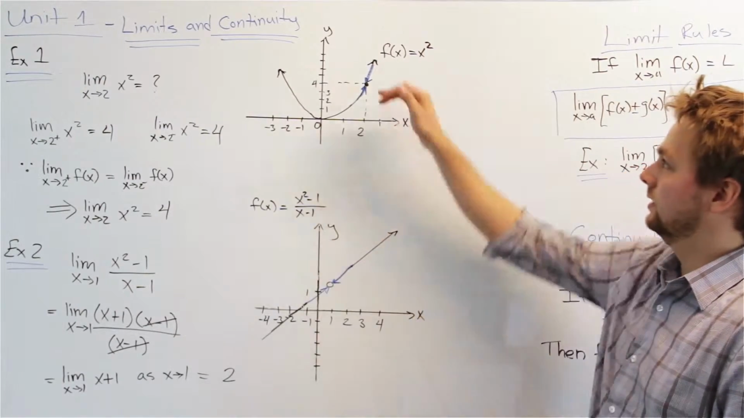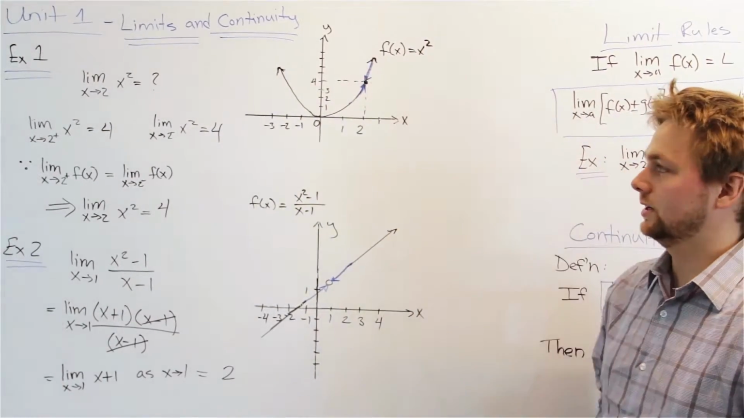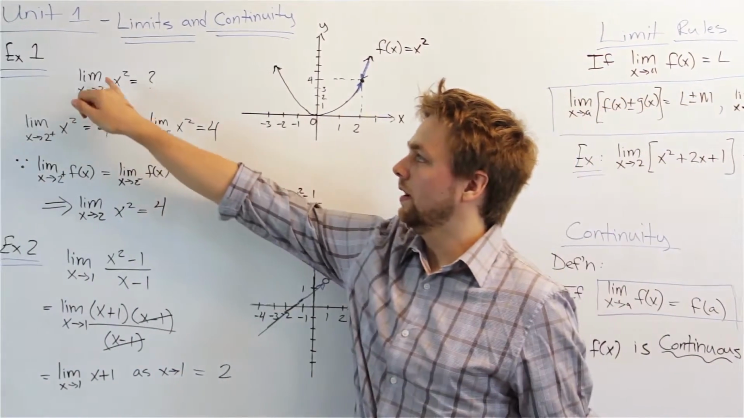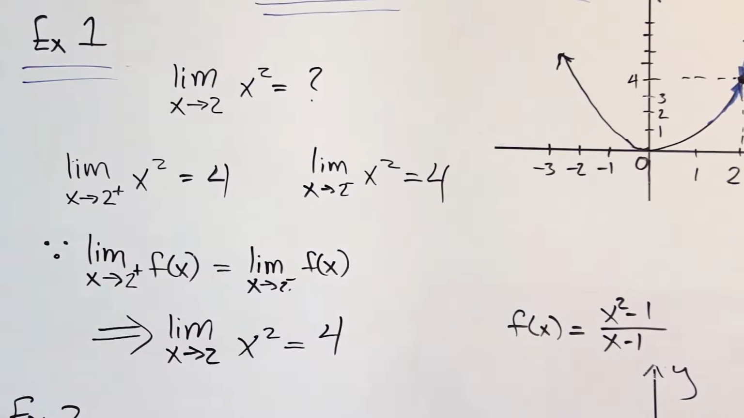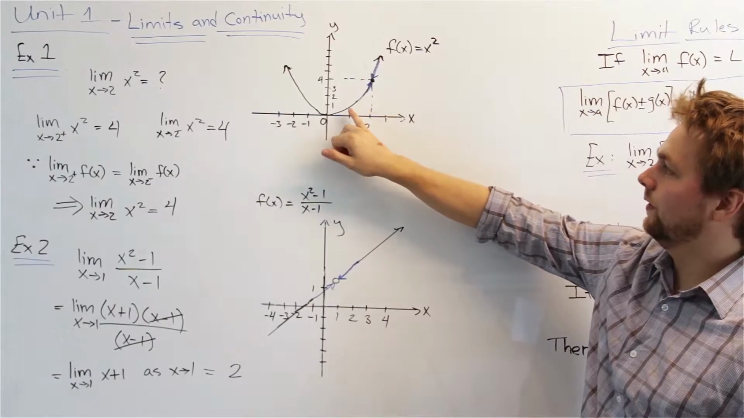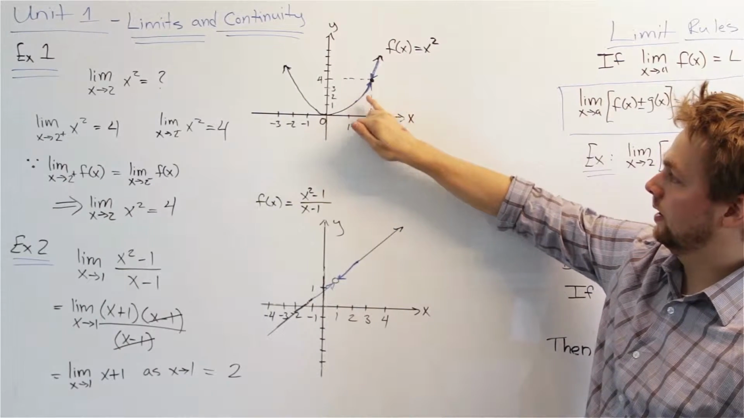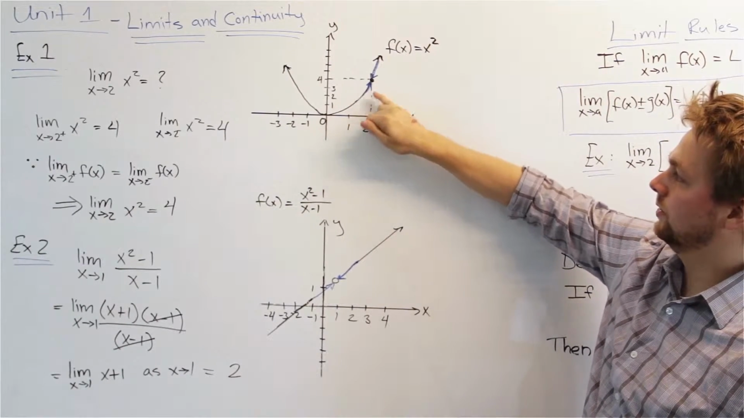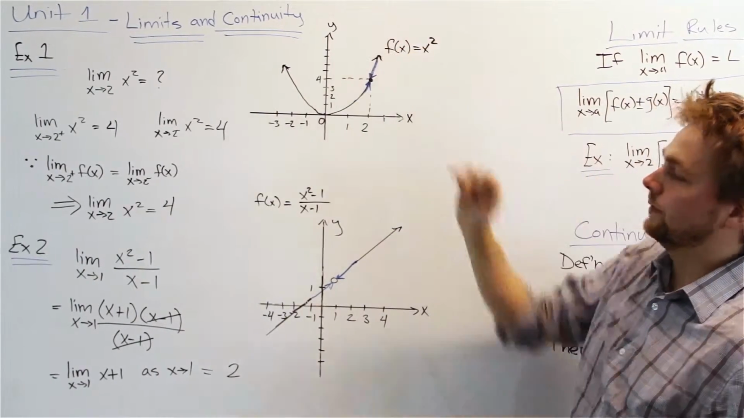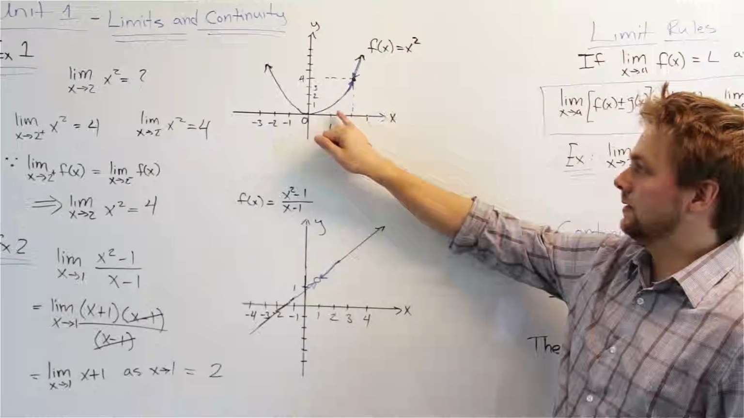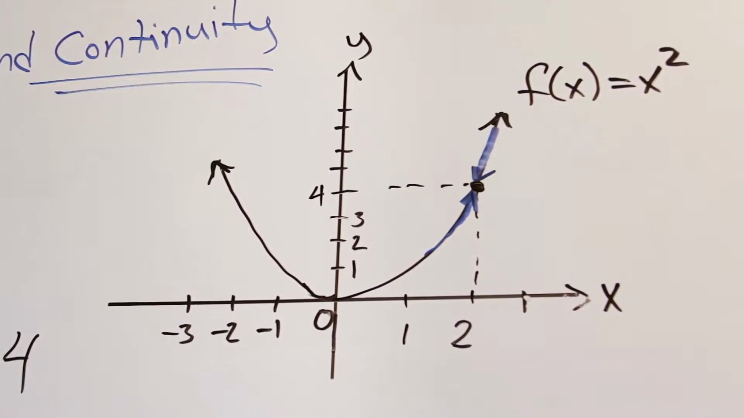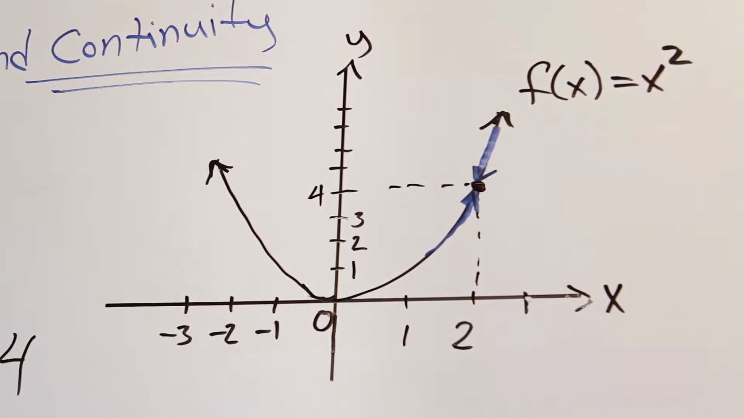In this case, let's take a look at the function f of x equals x squared. Suppose we wanted to answer the question, what does it mean, the limit as x goes to 2 of x squared? In order to determine this, we're going to follow the curve along the function, approaching the x value 2 from the left, and we're going to do the same thing from the right. We'll notice that if we follow the curve along the function, approaching x equals 2, we approach the value 4.